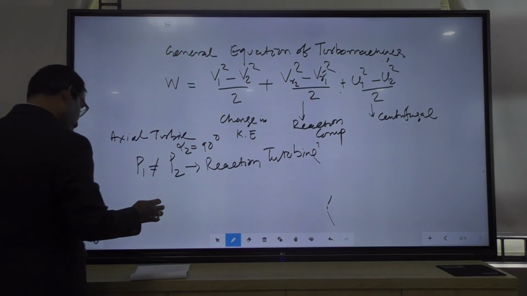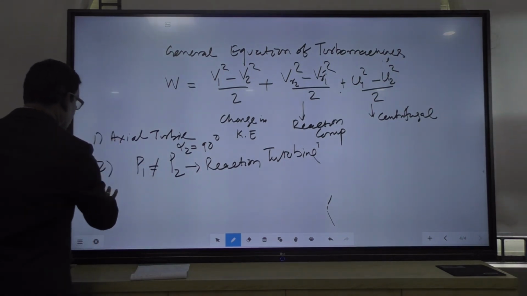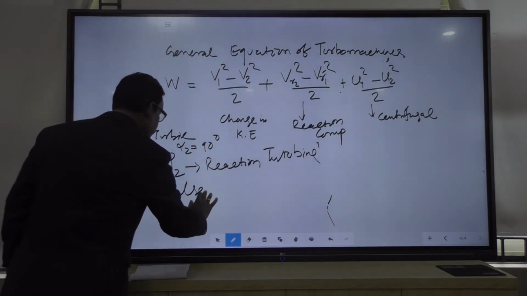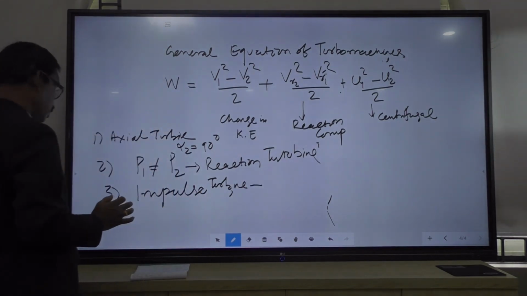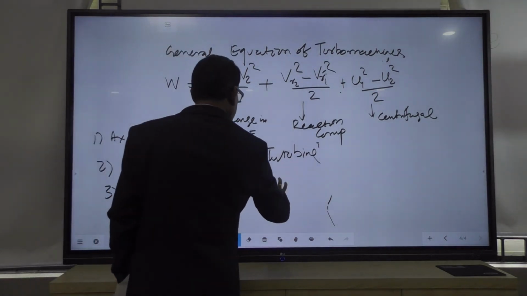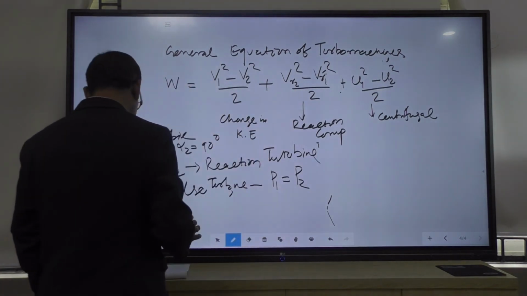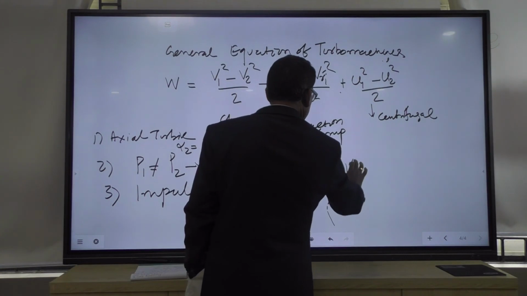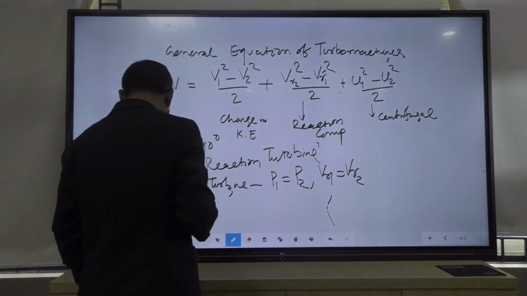and in the impulse turbine, so these are the different types of steam turbine, reaction turbine, impulse turbine. Here pressures remain the same, P1 is equal to P2 and Vr1 is equal to Vr2. So, that means for impulse turbine this part will be 0.